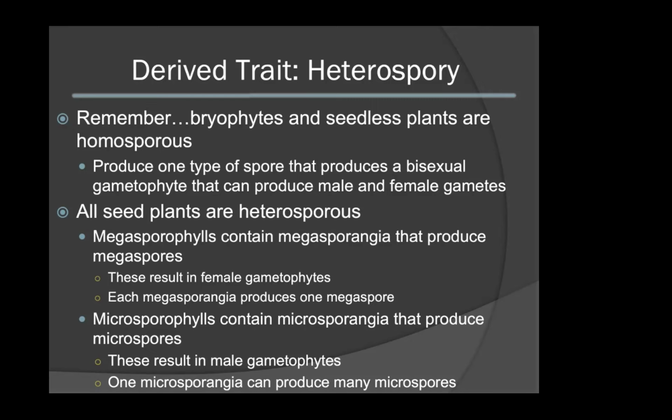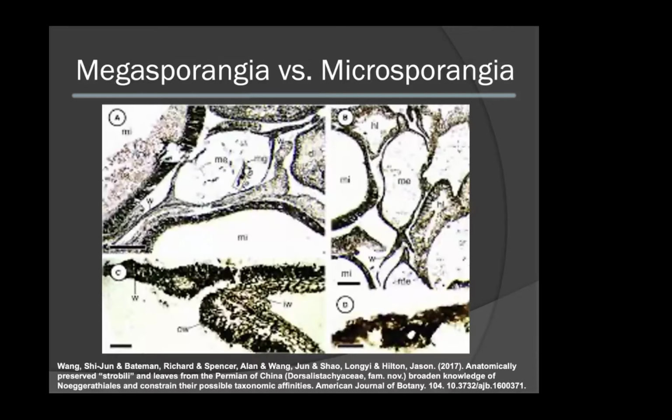This means that they have megasporophylls as well as microsporophylls. The megasporophylls contain megasporangia that produce megaspores. These will eventually result in the female gametophytes. It's also important to remember that due to the size of the megaspores, each megasporangium produces only one megaspore. With respect to the microsporophylls, these contain microsporangia that then produce the microspores. These ultimately result in the male gametophytes. In this instance, due to the small size of the male gametophytes, one sporangium can produce many microspores.